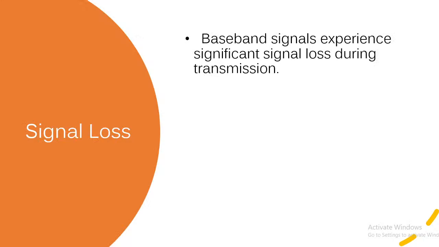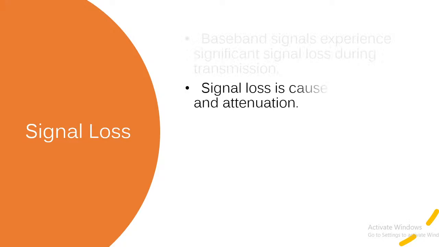Then there is path loss. We have seen path loss in antennas. It is the same here, signal loss. These signals experience significant signal loss during transmission. This loss is there because of attenuation that we have seen.